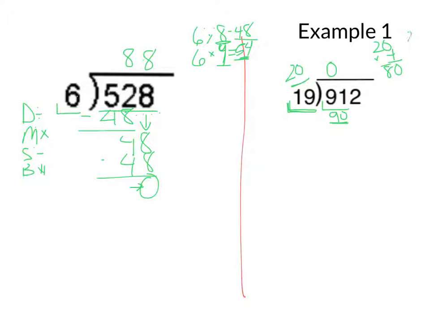And I also can do in my head that 20 times 5 is 100. And I know that's too big. There isn't 100. There's only 90. So I know that it's going to be 4. So we just divided, and now we're going to multiply.